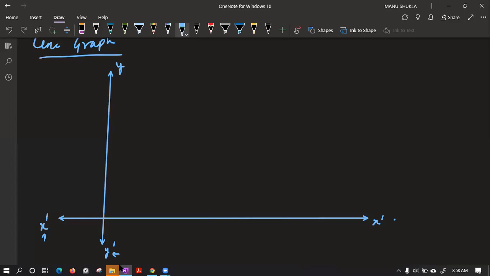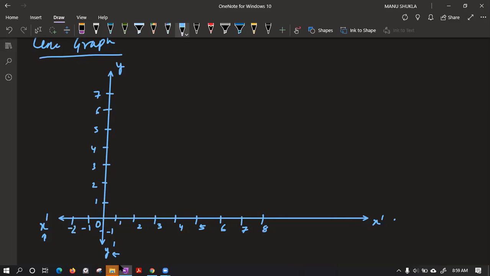So if this is 0 and you want to go back, it will be -1, it will be -2. If you are going in the front direction, it will be +1, +2, +3, +4, +5, +6, +7, +8. Here also 1, 2, 3, 4, 5, 6 and 7.